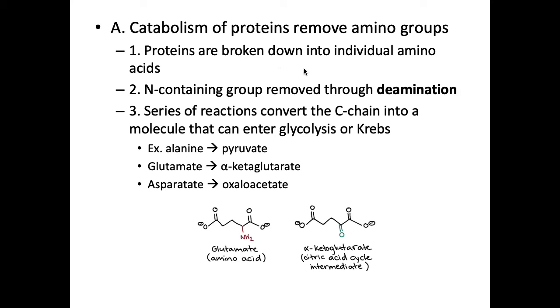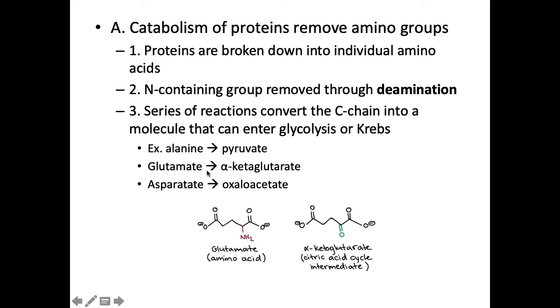Okay, so proteins are broken down into individual amino acids, and then we remove the nitrogen group. We call that deamination, and then it goes through a series of reactions to convert the carbon chain into a molecule that can enter glycolysis. And it's kind of different for each amino acid, dependent on the backbone of it. So alanine is an amino acid, and once we cleave off that N group and convert it, rearrange it, we can eventually get to pyruvate.